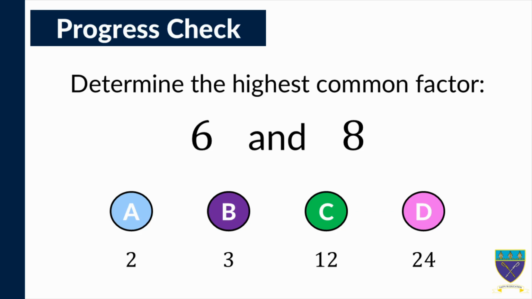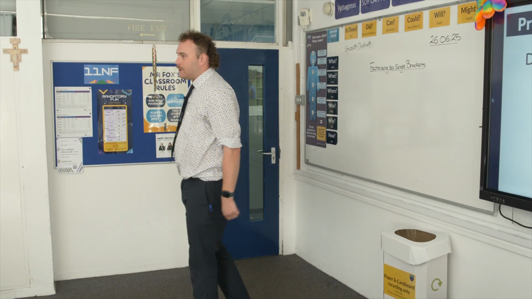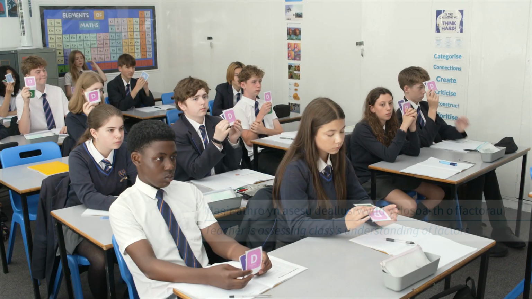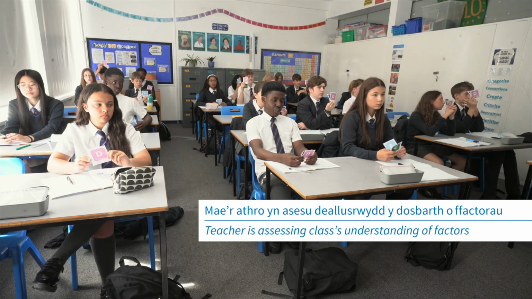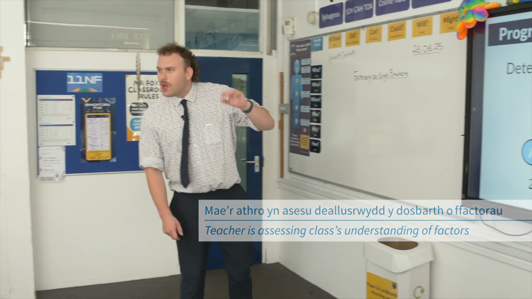So we'll start with this one, okay? Can you find the highest common factor of 6 and 8? Which one of those options? Have a nice think. And then in 3, 2, 1, show me your answers. Please hold them up nice and high for me. Okay, we've got a mixture of answers here. I would say the predominant answer we've got is D, okay?